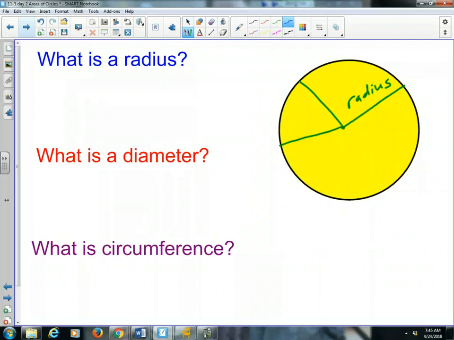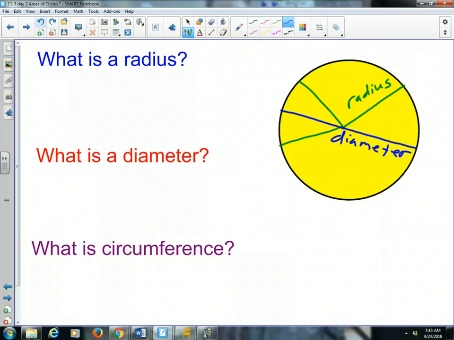A diameter is a chord that passes through the center. So it's the longest distance across a circle. That is the diameter. It's twice as much as a radius, or a radius is half of a diameter.